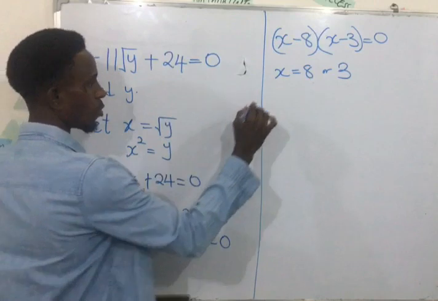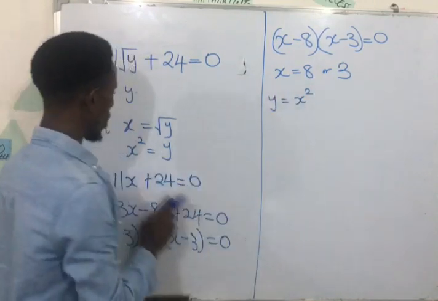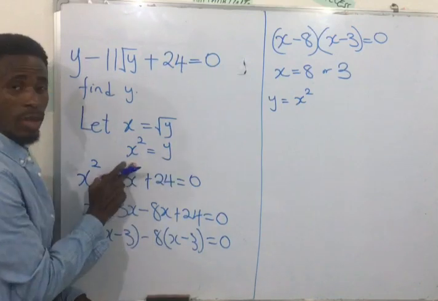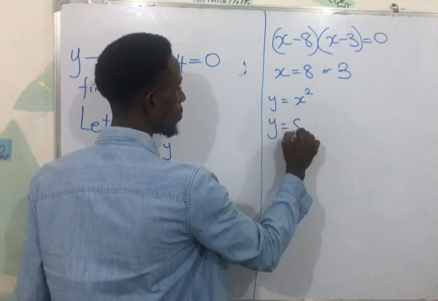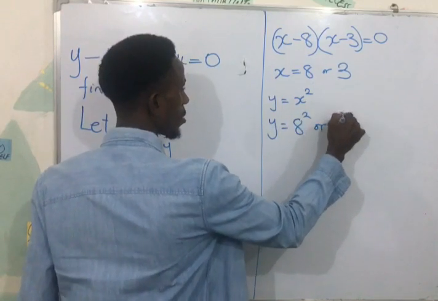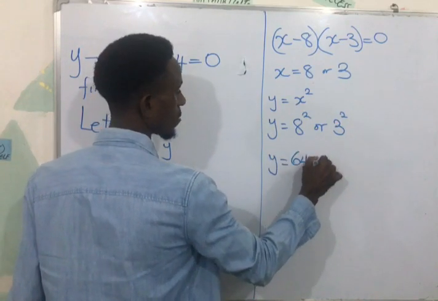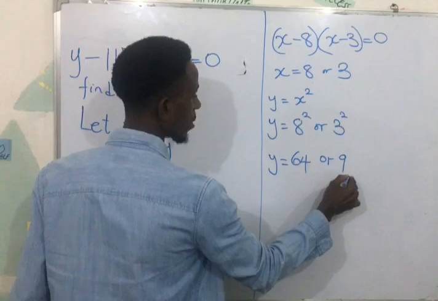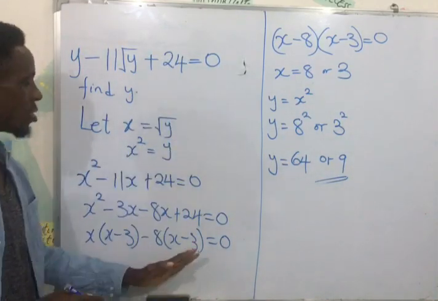So if you look here, my y is equal to x squared. From this second place, y is equal to x squared. So it means that my y is equal to 8 squared or 3 squared. So my y is equal to 64 or 9. And that's it. So you see, when you have something like this, you put it in this form and you get your final answer.